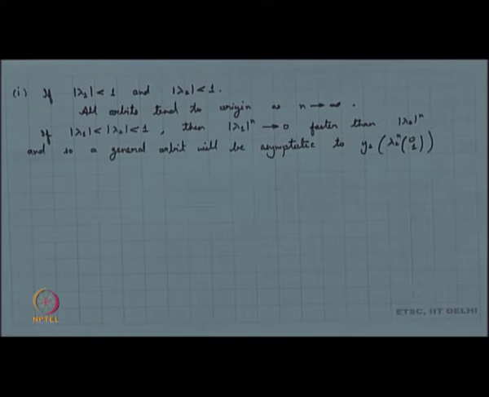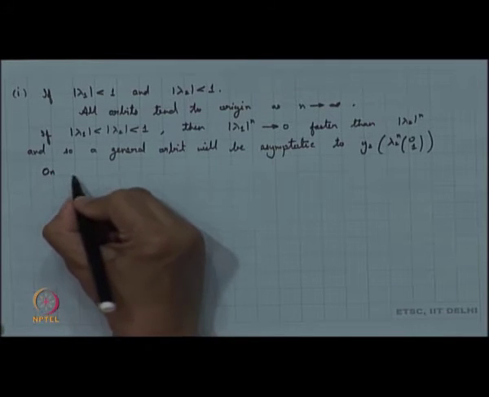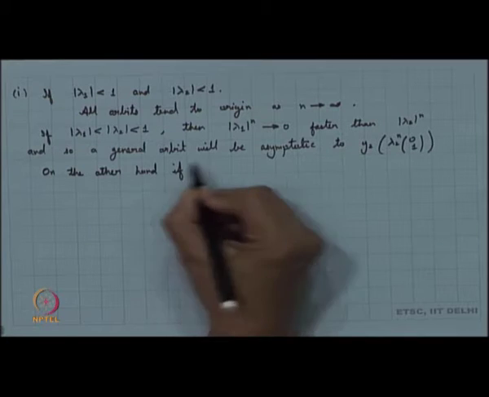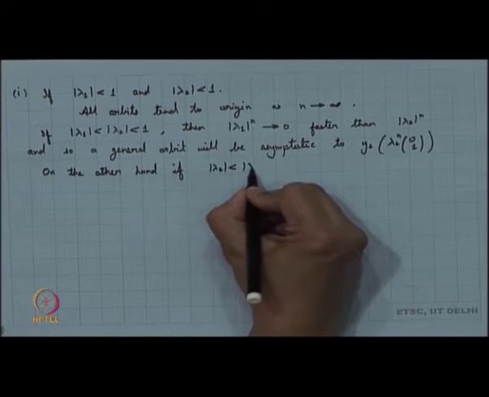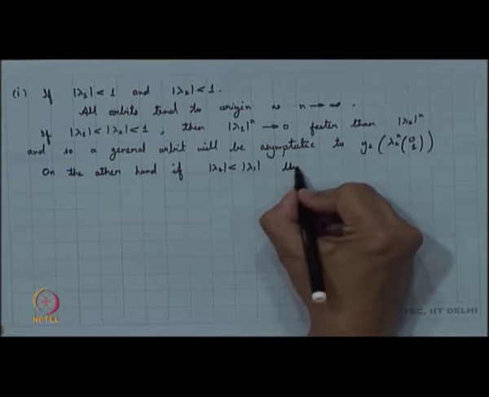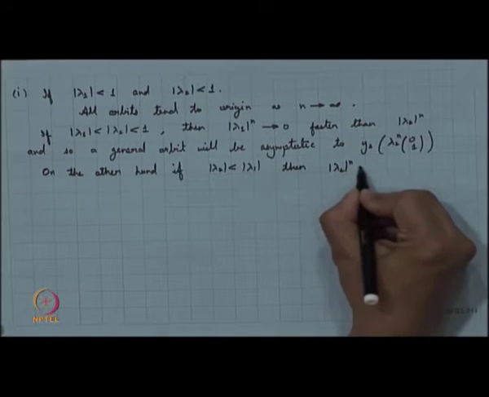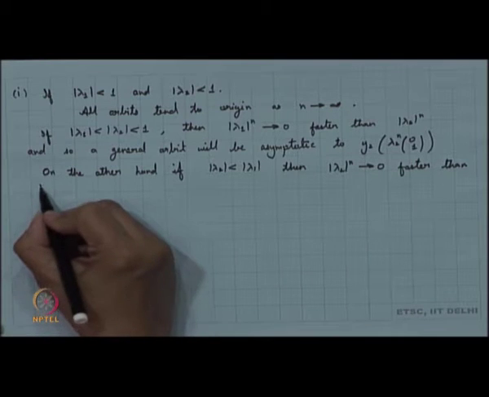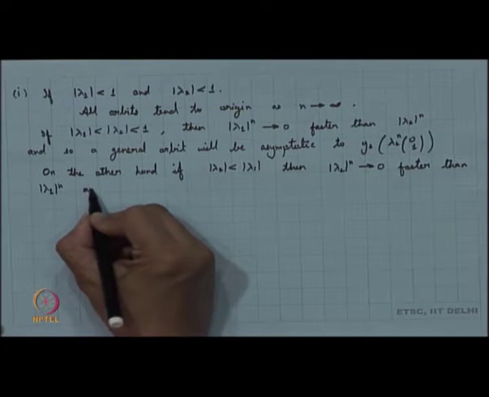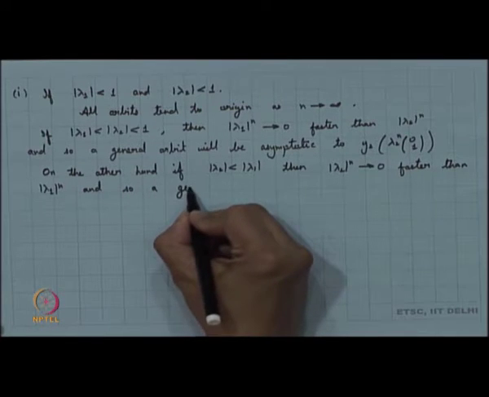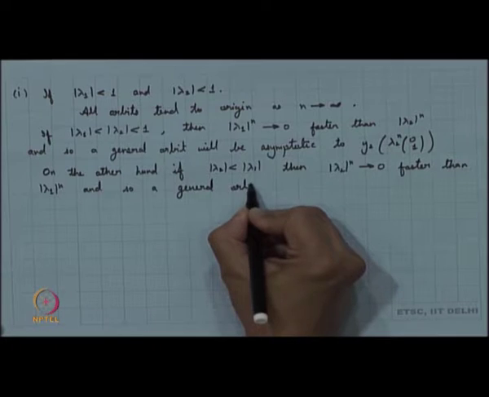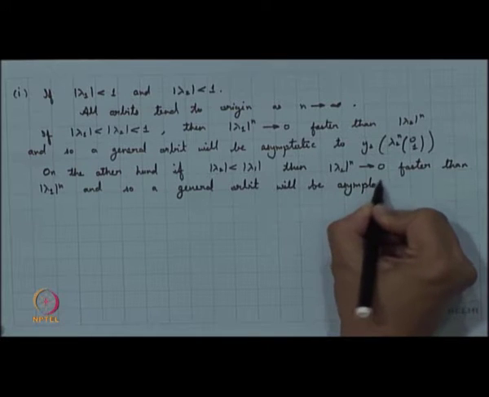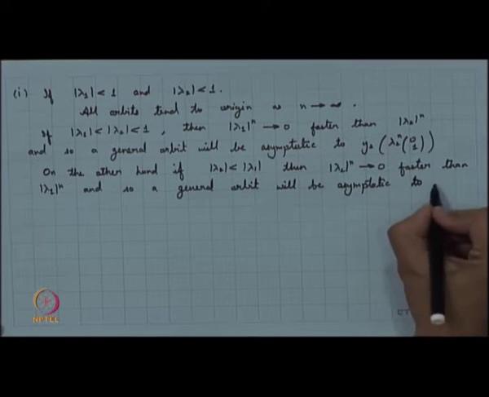Now, let us look at the other case. If mod of lambda 2 is less than mod of lambda 1, then mod of lambda 2 to the power n converges to 0 faster than mod of lambda 1 to the power n, and so a general orbit will be asymptotic to y1.